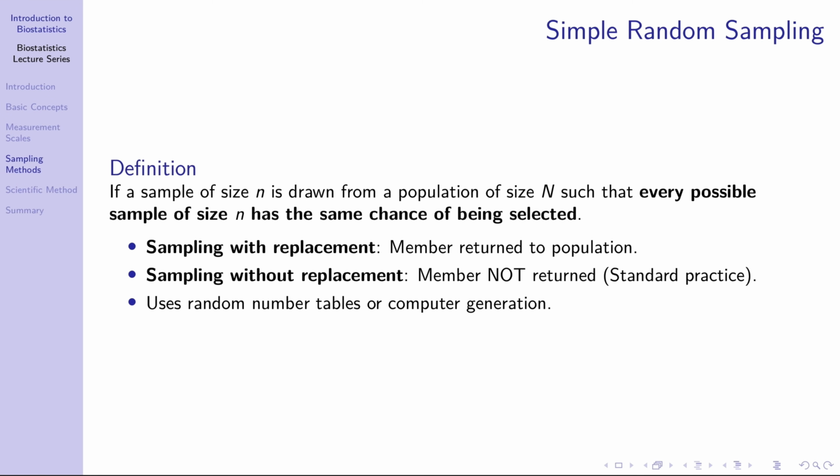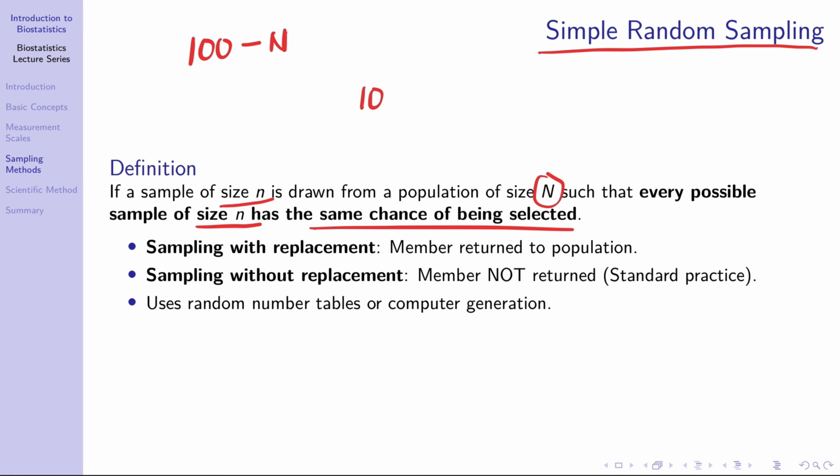So let's start with the different types of sampling. We start with simple random sampling. What is happening in simple random sampling? For example, if you have a sample of size n that is being drawn from a population of size N, each possible sample of size n has the same chance of being selected. For example, let's say you have 100 people inside the population, and you're selecting 10 for the sample, each person inside the population has the same chance of being selected for the sample. That is what we call the simple random sample.